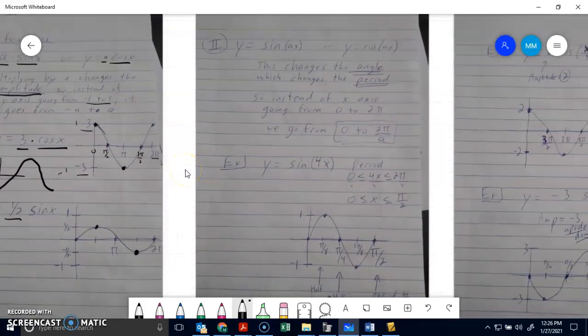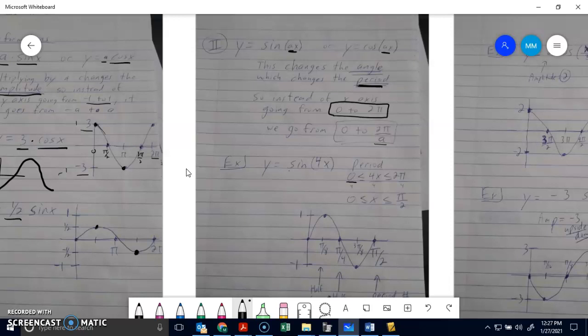What happens if I have an a value inside with the angle? That changes the period. The easy way to do period is you know that the parent function goes from 0 to 2 pi, and it hits those key points. Instead of going 0 to 2 pi, we go to 2 pi divided by a, and it works like this.